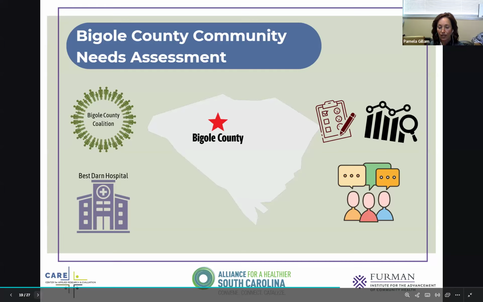As a reminder, these issues were identified through our needs assessment process, which included the collection of qualitative and quantitative data, including secondary data analysis based on what we as members of our coalition were really interested in learning about, and also feedback from our community members that we gathered through town hall listening sessions, interviews, and a survey.